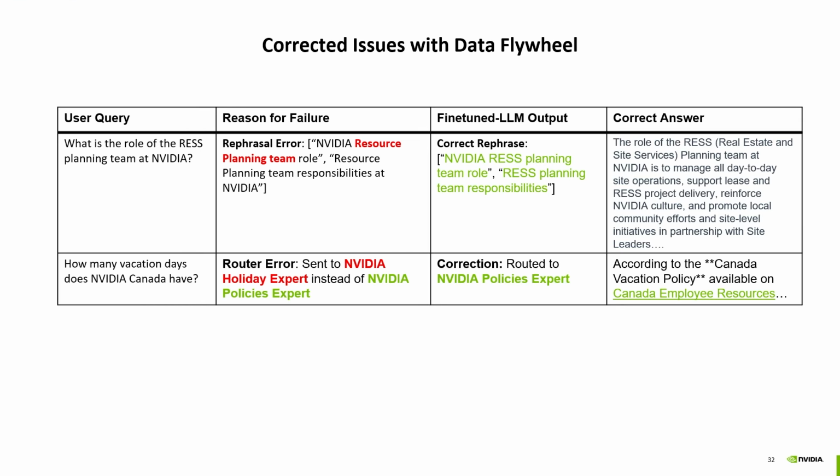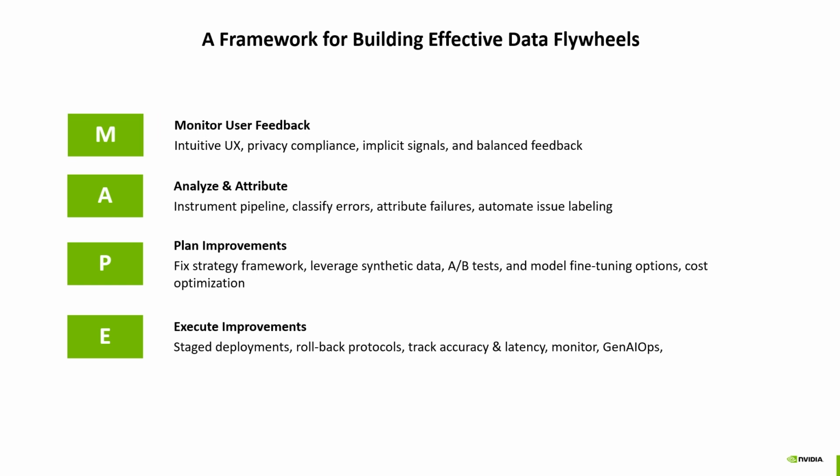So now, if we go back to the original examples of the issues that they raised to us, after the fine-tuning and the data flywheel was implemented, the agent was able to correctly resolve using the rephrasal error, because now it's been fine-tuned and the router started performing better and is able to choose the right experts.